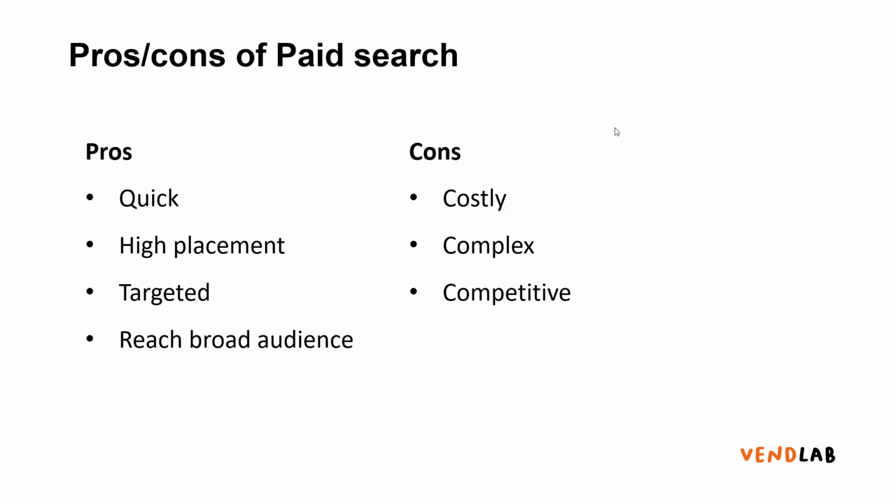On the other hand, paid search is very quick to set up. You can quickly set up a campaign and start getting traffic within a few hours. Paid search results get higher placement than organic search results. They're also extremely targeted. You advertise typically on keywords and you can target people when they're in the researching or buying mode of the customer journey. You can also reach a broad audience. You specify your targets or your keywords, and you can specify thousands of these and reach a very broad audience. On the other side, paid search is very costly. The cost per click can range from a few pence up to tens of pounds for very, very competitive terms. It can be quite complex to set up campaigns and, again, it is very competitive.